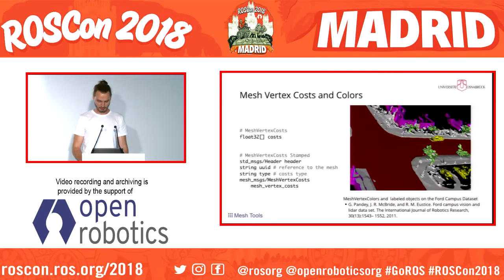Going one step further, we want to introduce costs and colors for these meshes, and they refer to a mesh using the UUID, as I said, and that's just a float array, or vector, and has the same length as the vertex buffer. On the right side, you see we did that for the Ford Campus data set and labeled some objects there, before we reconstructed that.